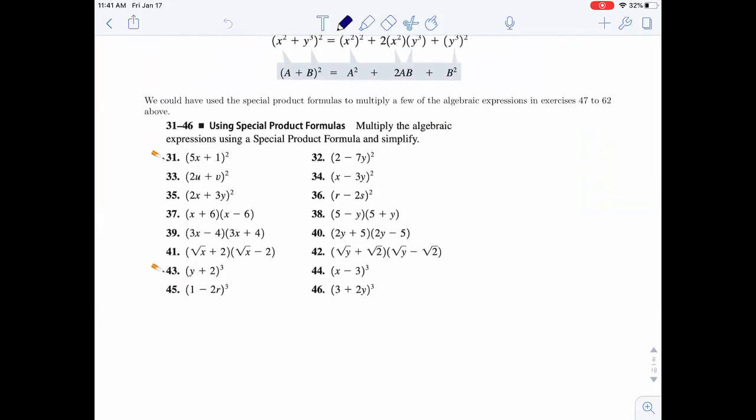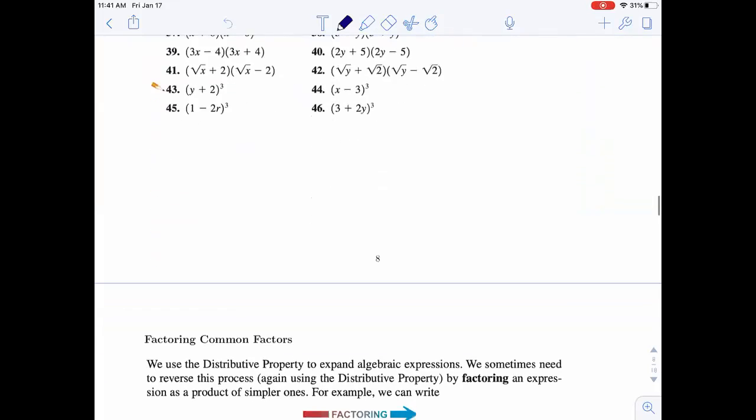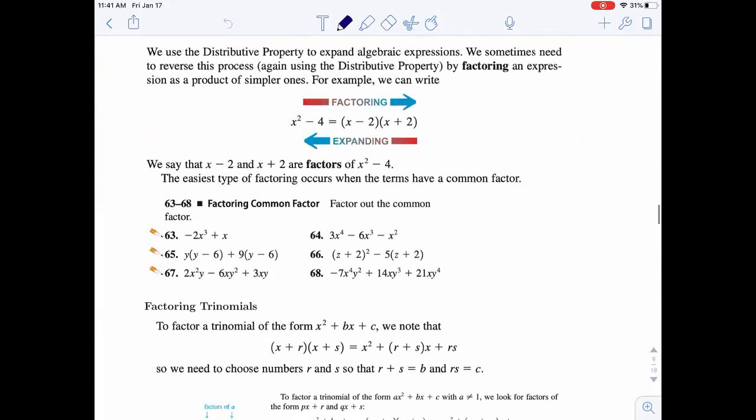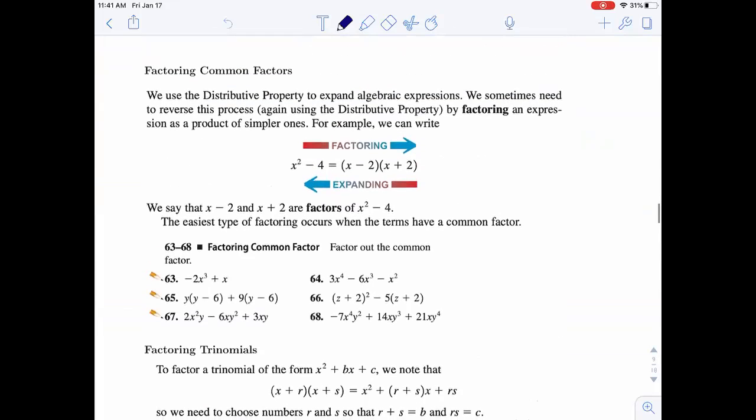So you can use the special product formulas, or just do it by hand, as I'll probably call it. We're just doing it as a machine. And so I'm not going to do those now because that's just the same as what we've been doing. But let's get into factoring.